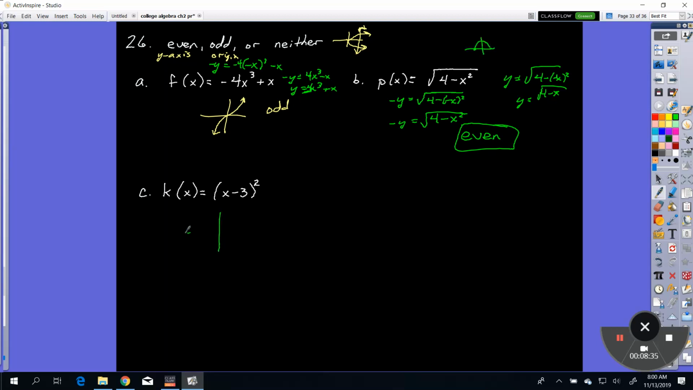Part C, if I graph this, I move right 3. It's a parabola. That doesn't have any symmetry, so that's neither. And you could do it algebraically as well.